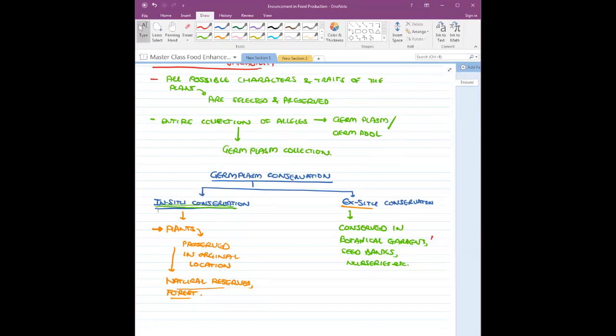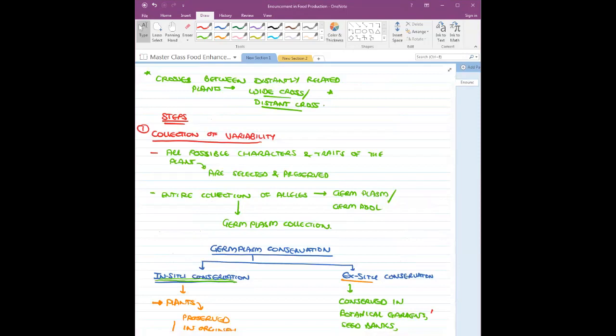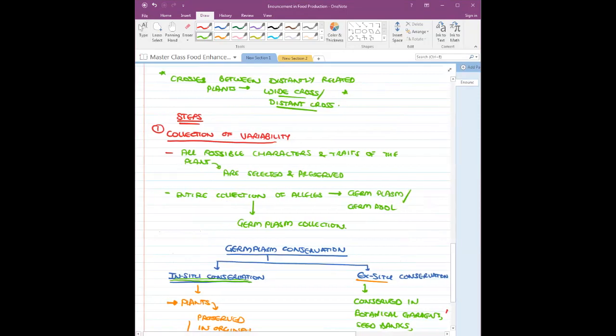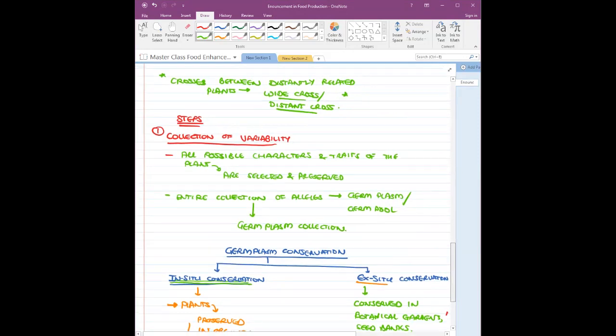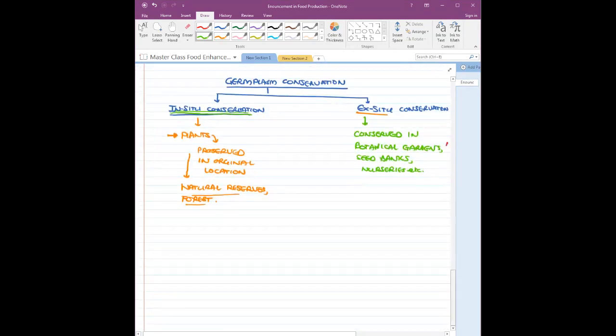Now guys, let's try to move ahead and see. So here, first thing, what have we done? Here we have had an entire collection of variability, meaning we have collected all the variable genes and we need to combine these genes.